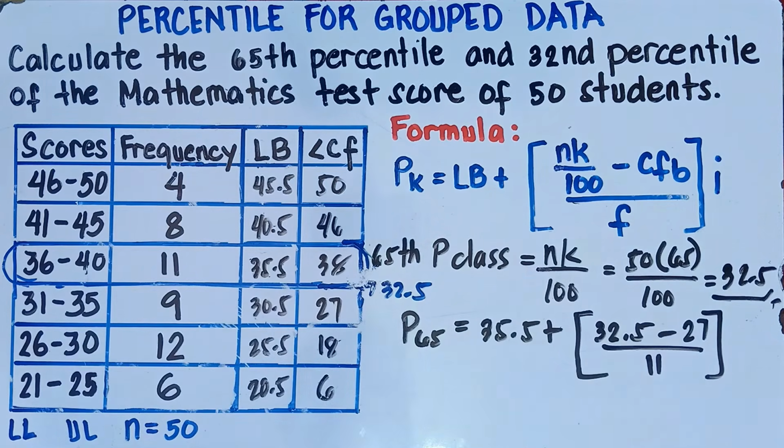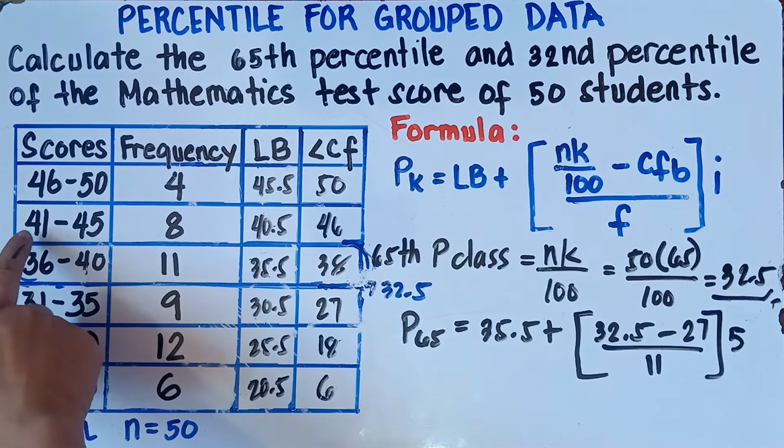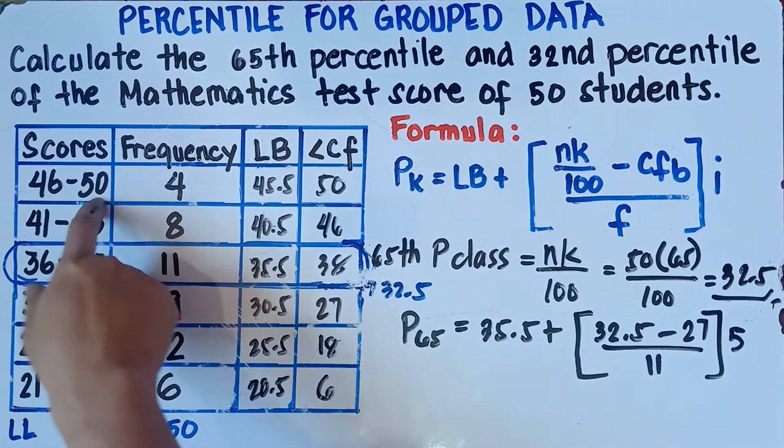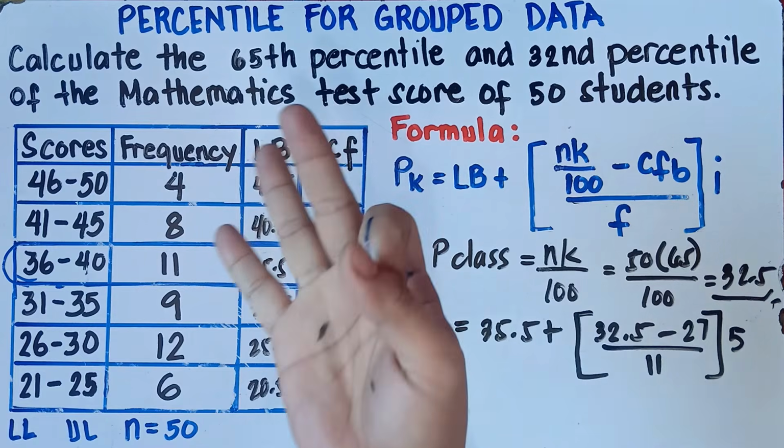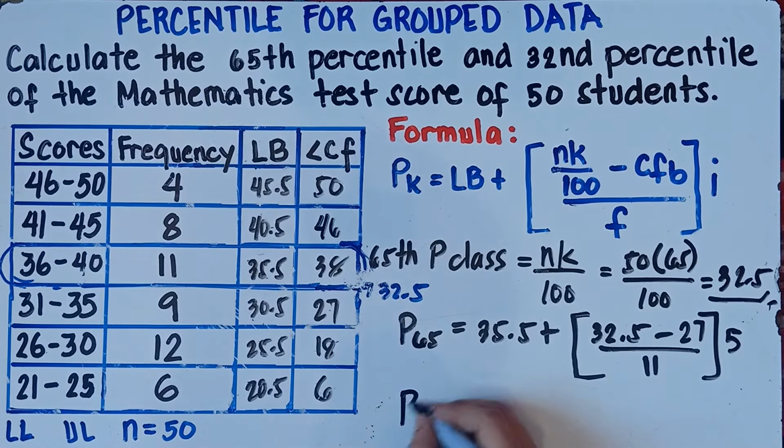So, same interval, class. The interval is 5. Simply count the numbers from 41 to 45, 46 to 50: 46, 47, 48, 49, 50. The interval is 5. So this will be P sub 65, or the 65th percentile.